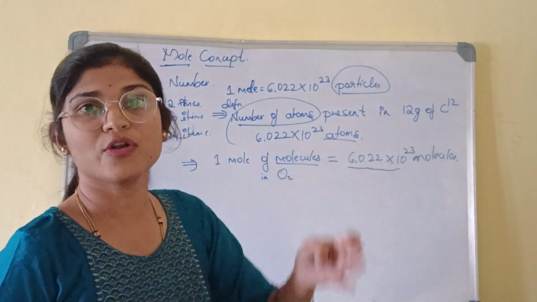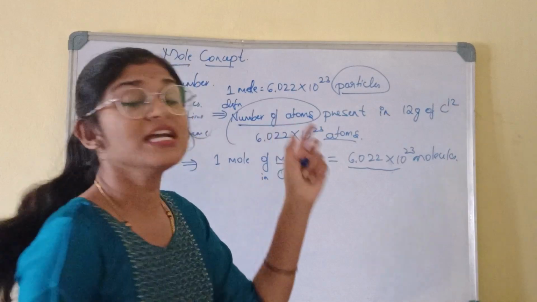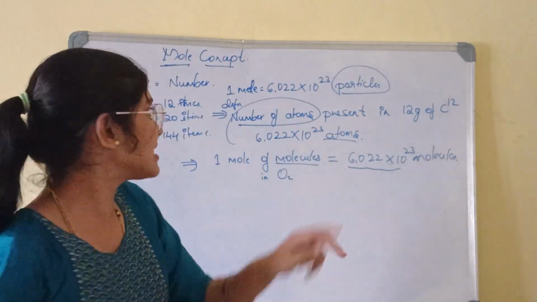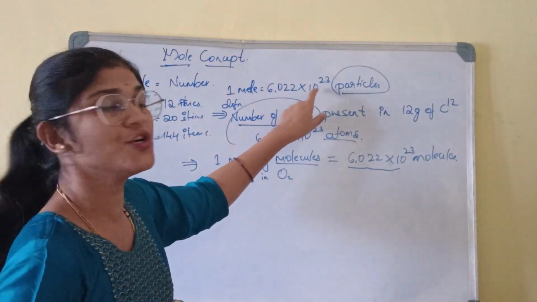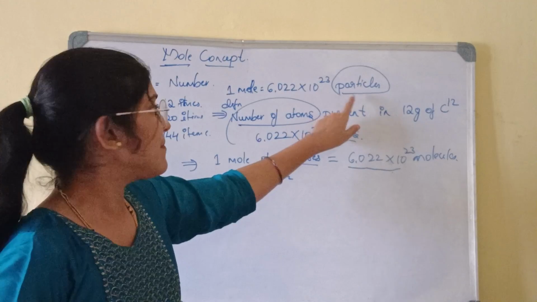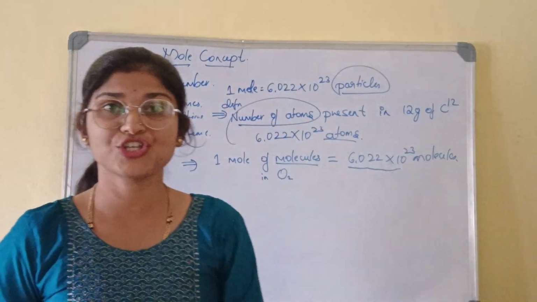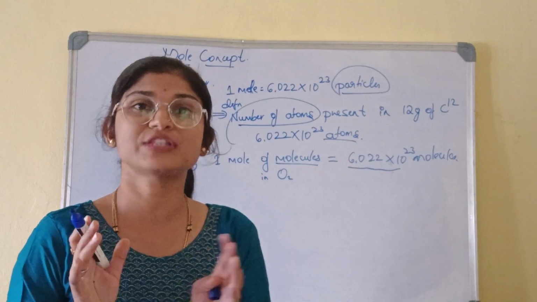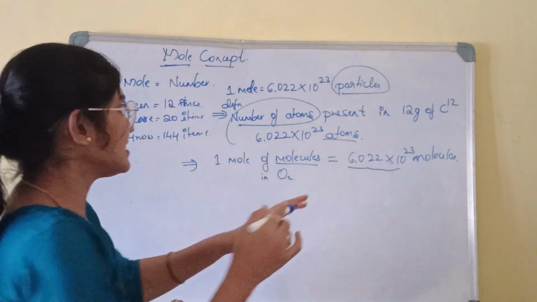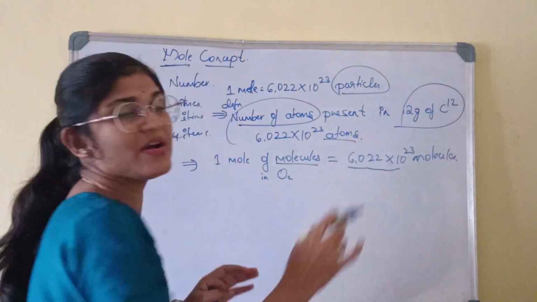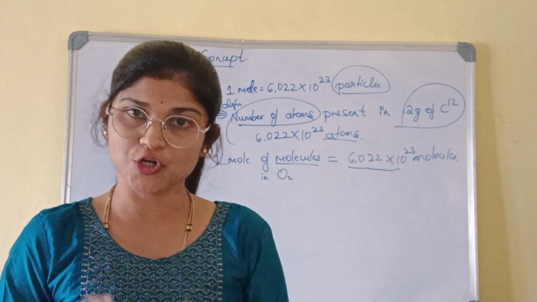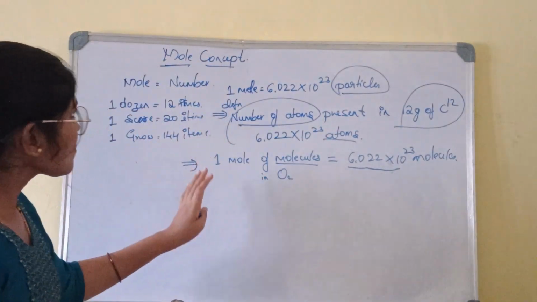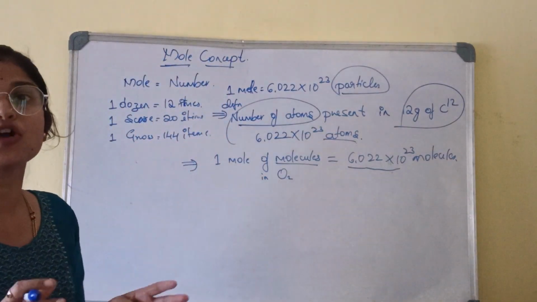So what is a mole? 1 mole is just a number which represents 6.022 into 10 to the power 23 particles. And what is the definition? It is the number of atoms present in an amount of substance, and that amount of substance here, the standard, is 12 gram of carbon 12 isotope. This is the basic idea of the mole concept.